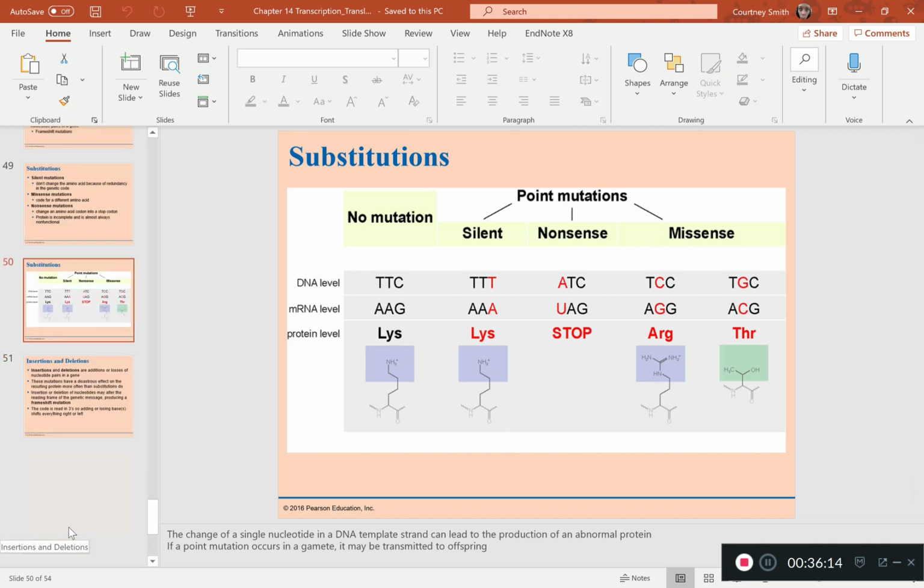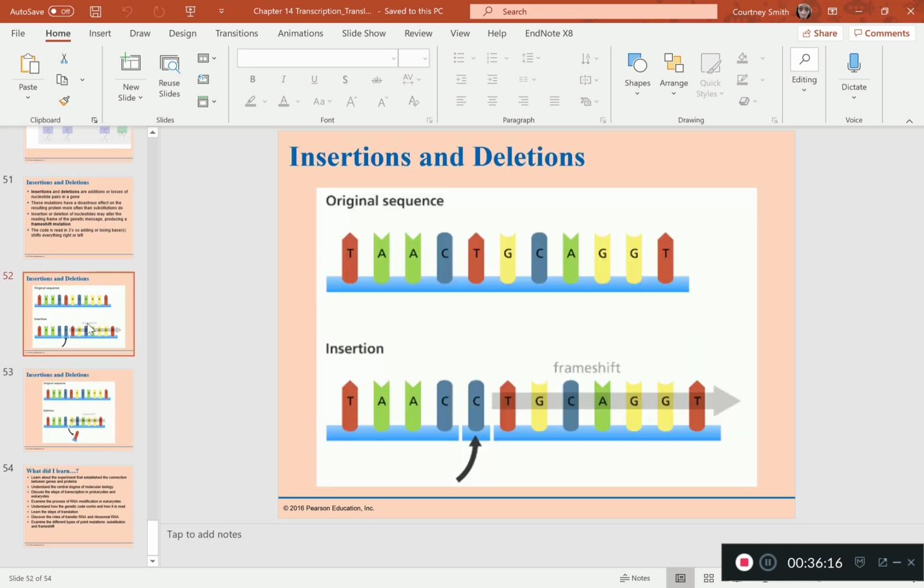Now with insertions and deletions, let's talk about that. Insertion is exactly what it sounds like. Something was inserted in the original sequence, and in this case, another C was added. With our insertion, it will cause something called a frameshift mutation, meaning that the reading frame we started with, where we had our start and our stop, is now slightly shifted. We can make our reading frame shorter or longer, which is not ideal. We want it perfect so we can have good proteins.